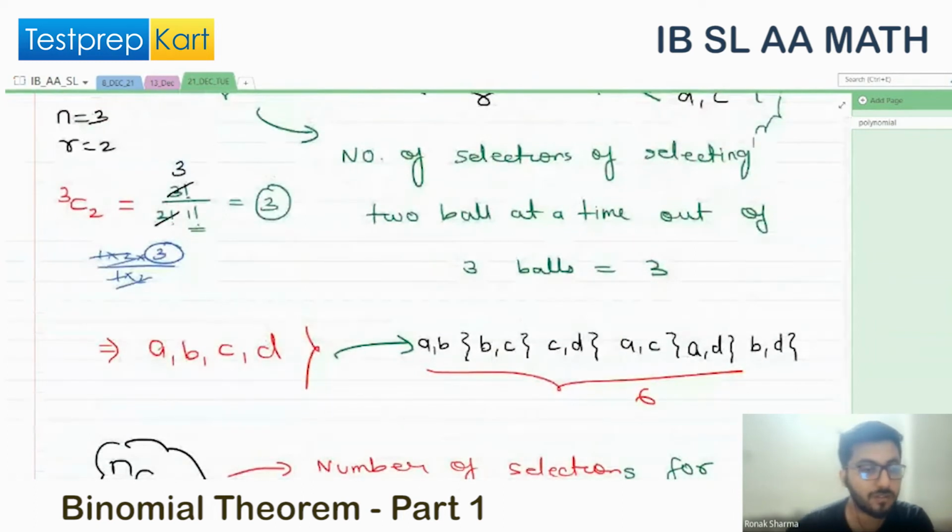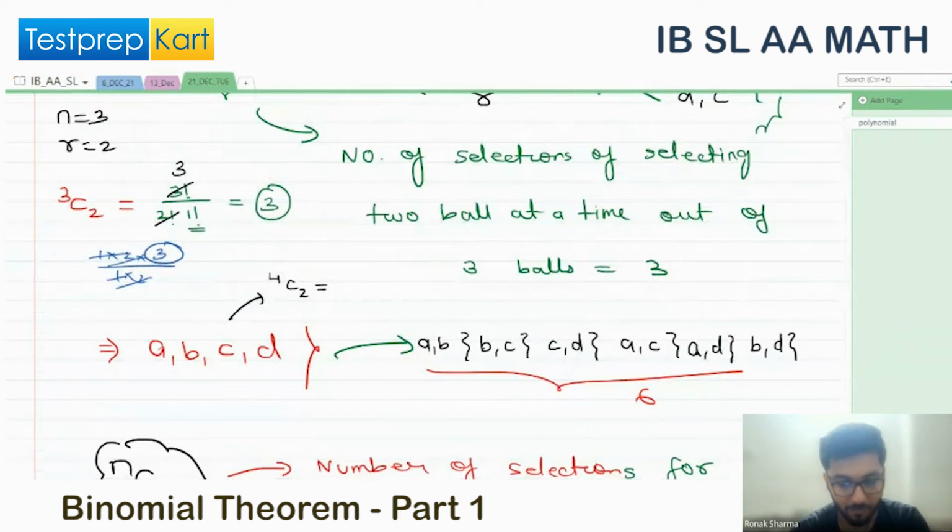So here we want to select what? Two things out of 4, right? 4C2. Tell me the value of 4C2. 6. And were we getting the same value?